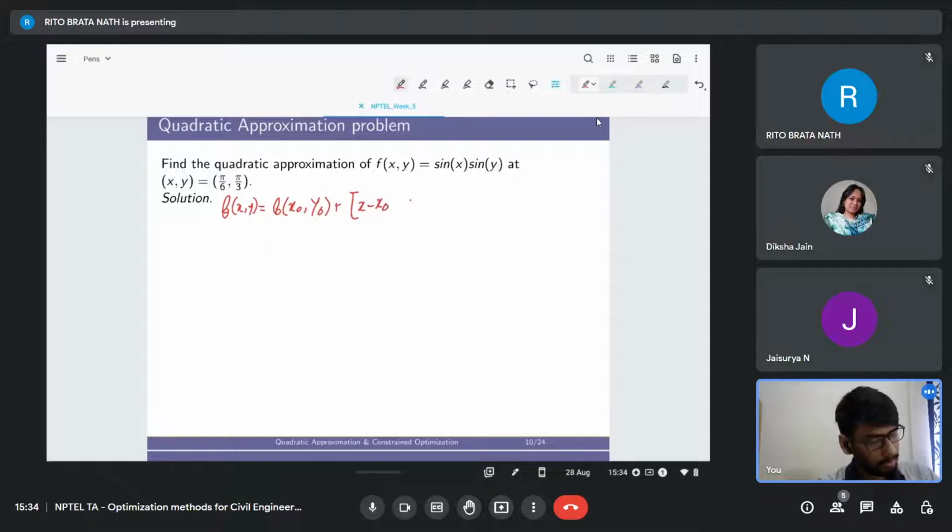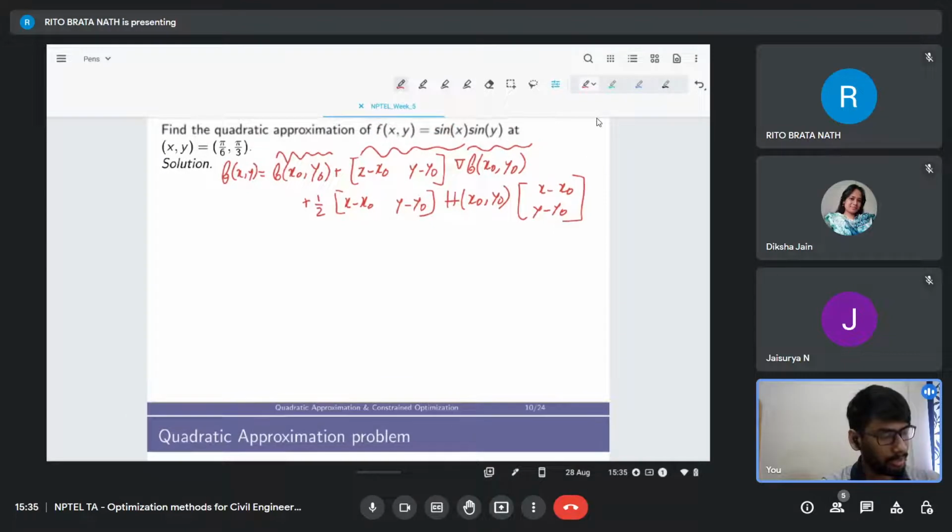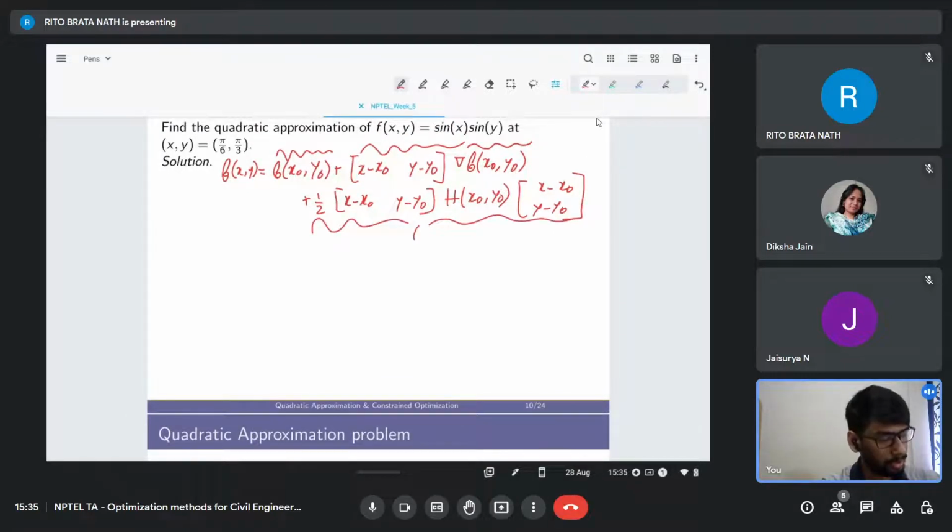x minus x naught, y minus y naught, grad of f at x naught, y naught. This will be half x minus x naught, y minus y naught. This part will be the Hessian at x naught, y naught, and this will be x minus x naught, y minus y naught. So now if you are asked about the constant part, this will be the constant part of the function. If you are asked about the linear term, the entire term will be the linear term of this function. And if you're asked about the quadratic term, this entire term will be the quadratic term of the function. This is the linear term. So you may be asked questions of this kind separately, and this is your constant term.